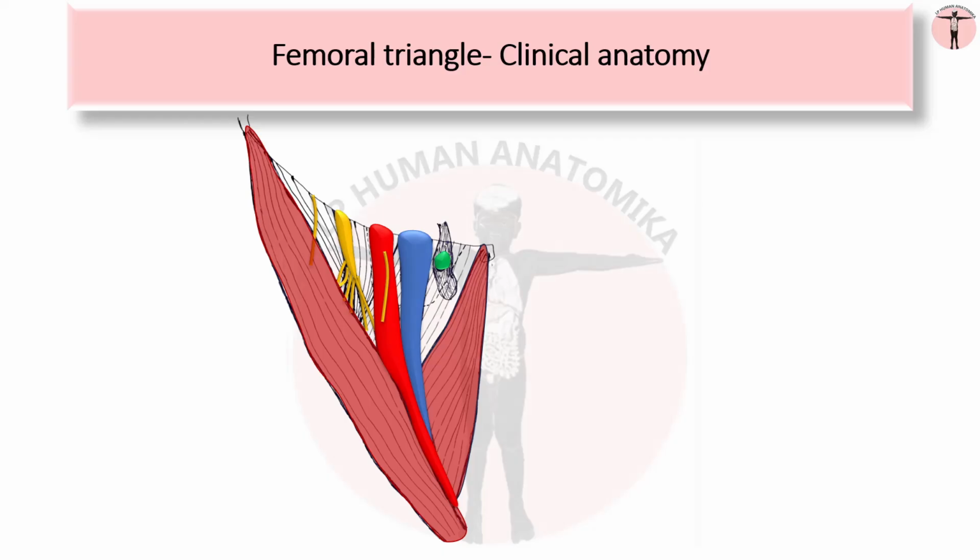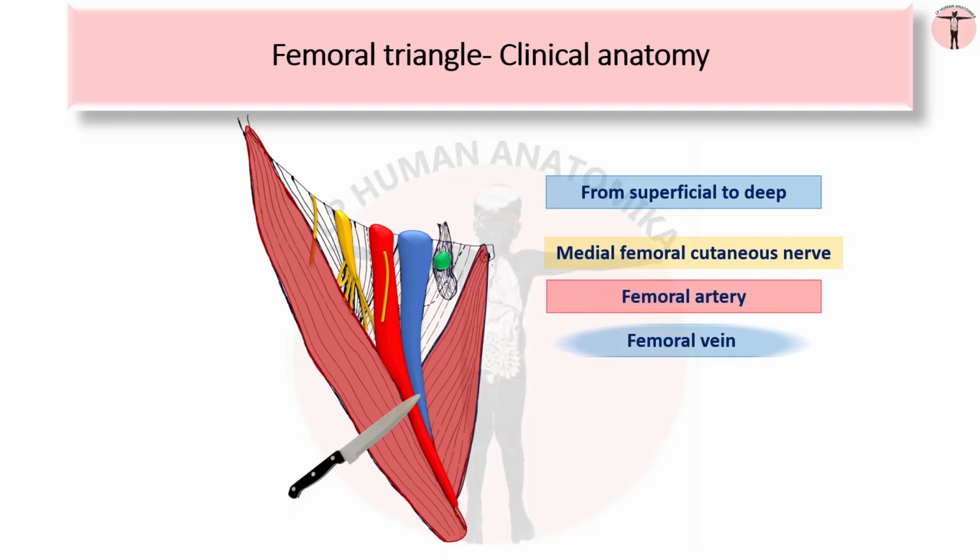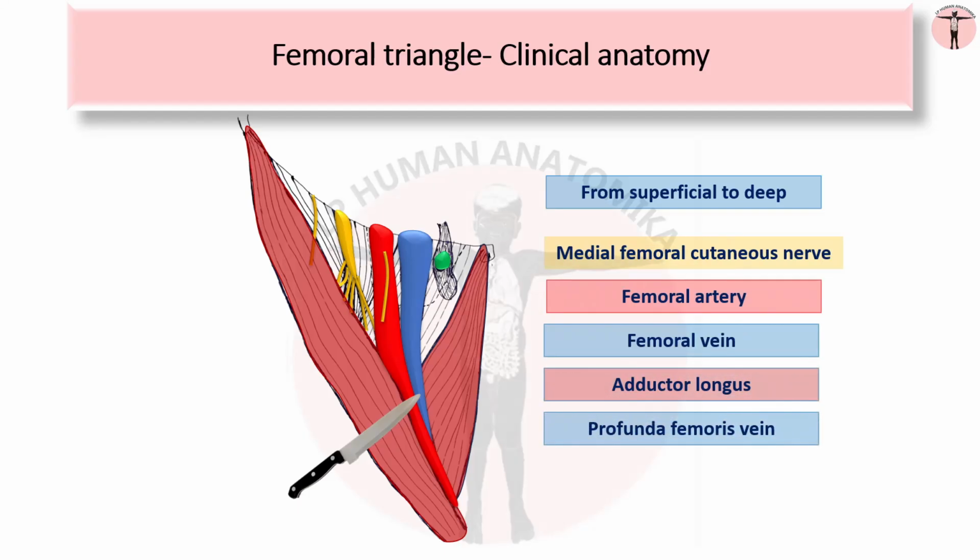Coming to the clinical anatomy of the apex of the femoral triangle, a sharp knife penetrating deeply through the apex, which is a rare case, involves beneath the fascia lata the following structures, which will be damaged from superficial to deep: medial femoral cutaneous nerve, femoral artery, femoral vein, adductor longus, profunda femoris vein and profunda femoris artery.